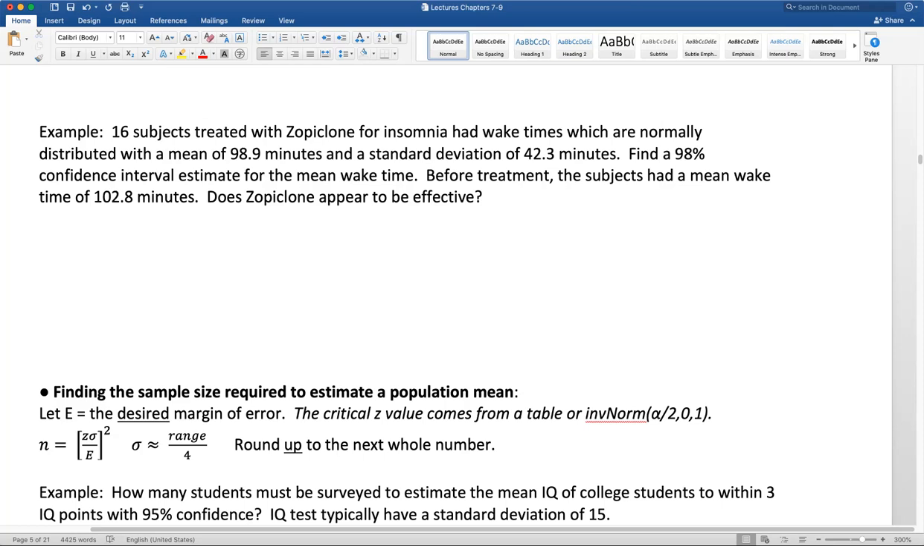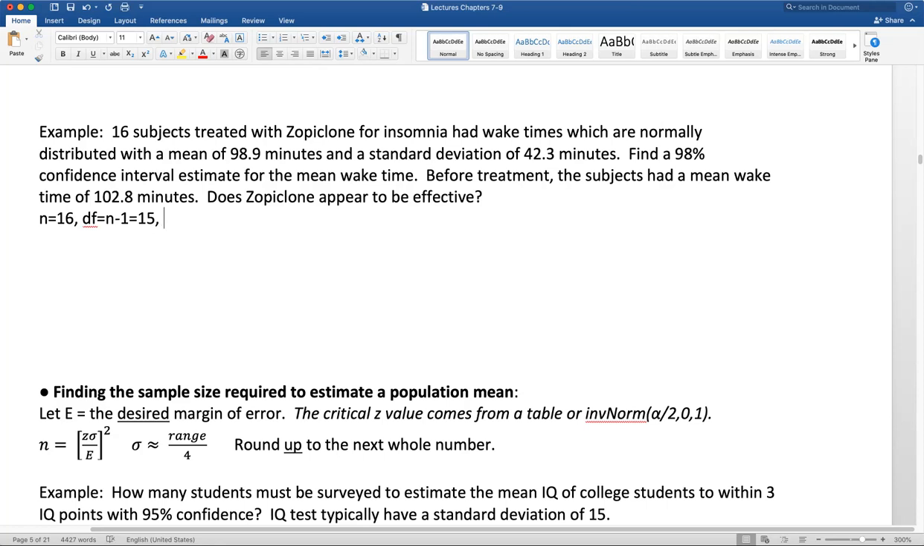The critical value t sub alpha over 2, right? The confidence level is, I told you, 98%. Let me write down the sample size first. n is 16, right? Should be lowercase n. So the df must be n minus 1, which is 15, right?